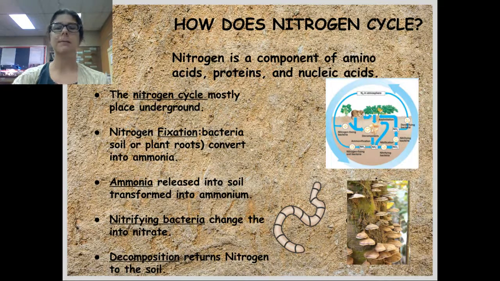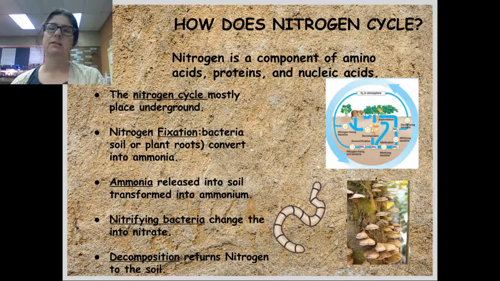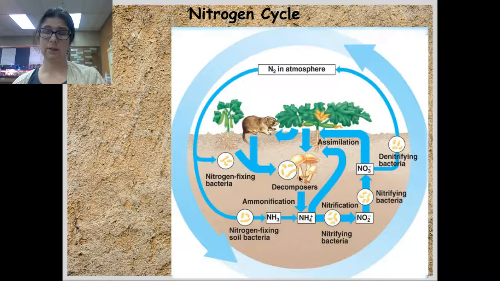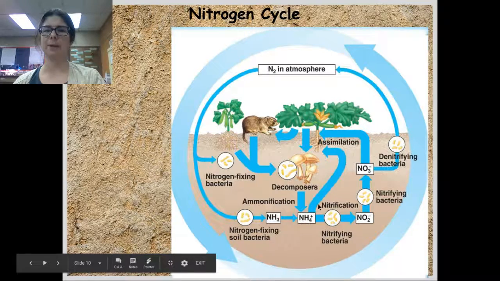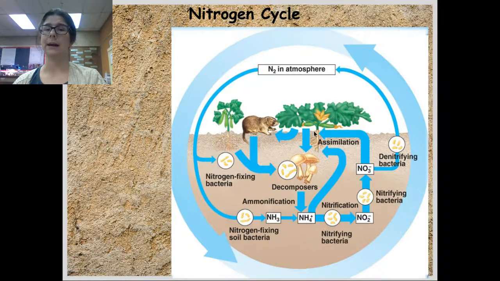There we go. The decomposition returns the nitrogen to the soil. And then the nitrogen is able to be taken up by the plants, and the cycle begins again. So the key here is that most of it occurs in the soil. It needs bacteria to help it break down into a form that can be used and reabsorbed by plants. So here you can see nitrogen in the atmosphere. There's also nitrogen in the plants. It's going to be used through nitrogen-fixing bacteria, nitrifying bacteria. It's going to be put into a form that can be taken up by the plant roots.